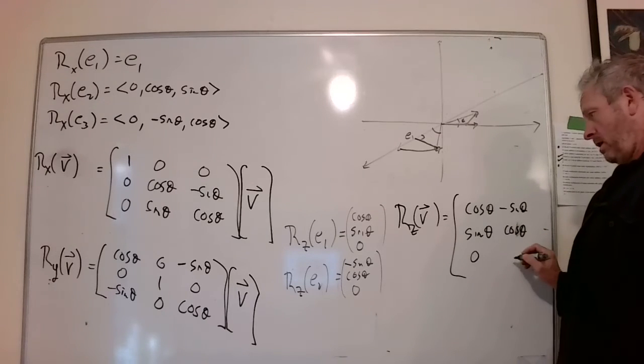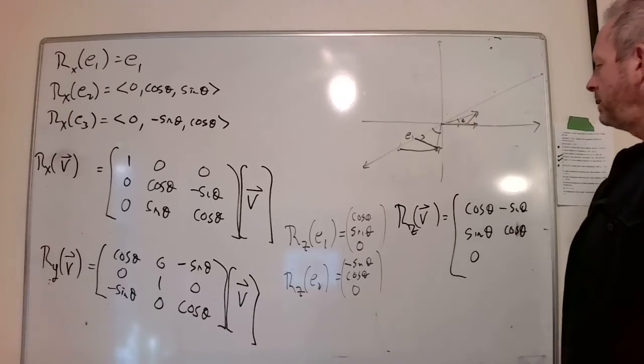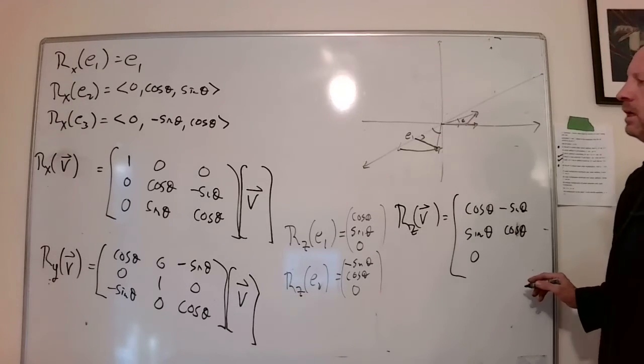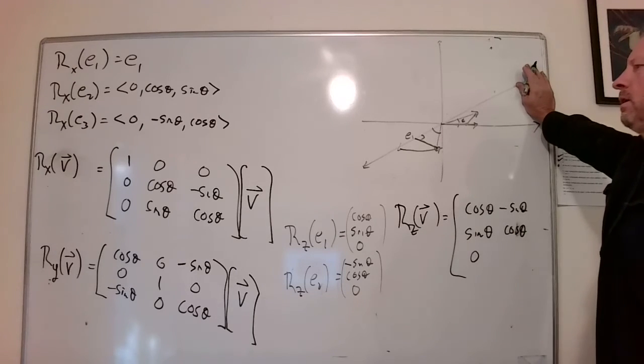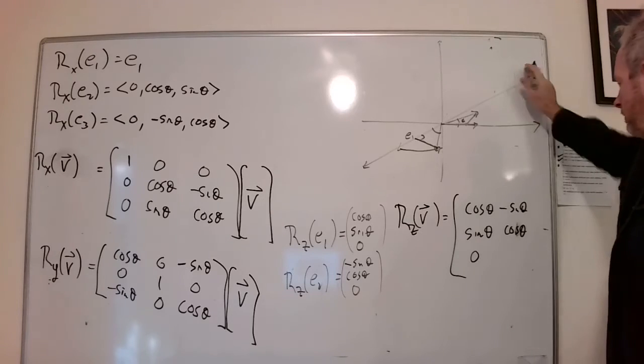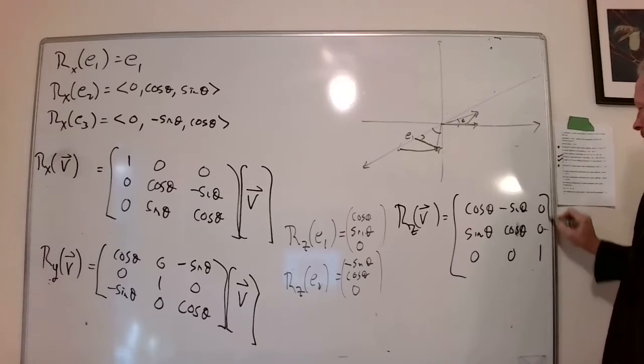Cosine theta. Oh no, what did I just do? 0. Why does something not look right here? Well, I'll be able to find out in a second here. 0 and then 0, 0, 1.